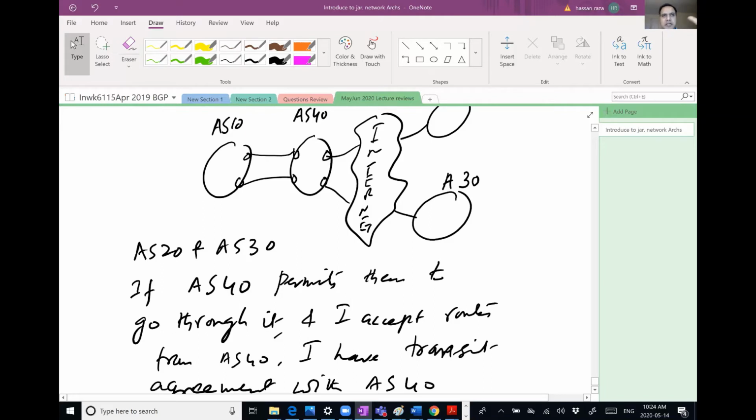That is a practical scenario in many communications. So why I cannot, and when I should, it all depends on the routing policy of all of those ASs: my own routing policy, the routing policy of AS40, the routing policy of all others which are involved. That is the importance of routing policy. And routing policy has a great connection with BGP.